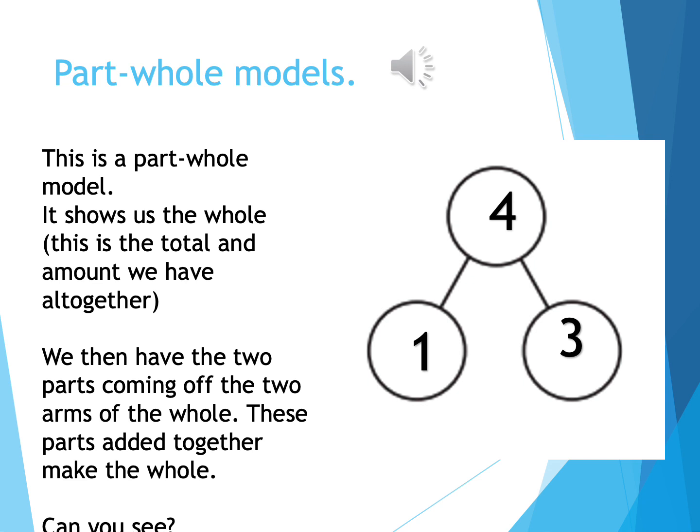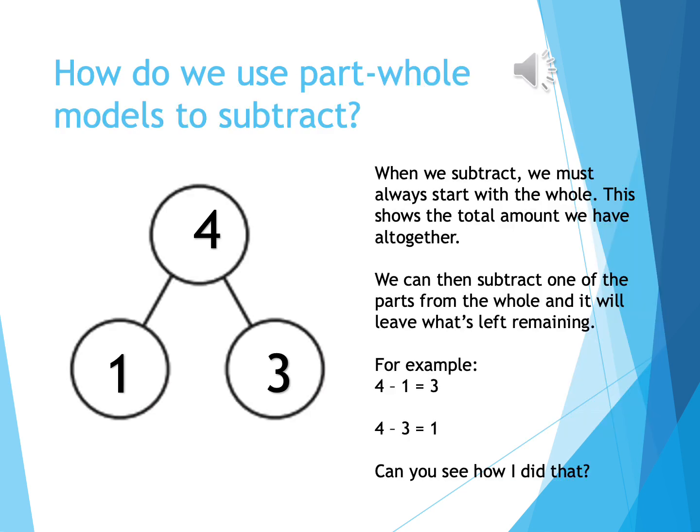Now you can see there that from my whole, I have 2 arms coming off, and I always remember them as they're holding the parts in the 2 hands. So those parts coming off, add those together and you will get the total amount of my whole. So you can make different combinations of different parts added together to make the whole. Can you see how I have done that there?